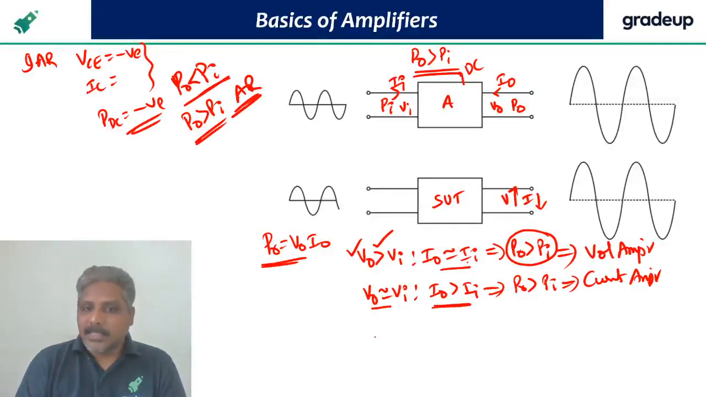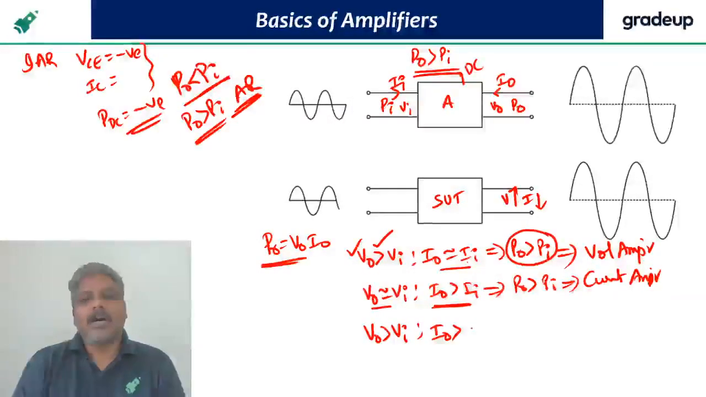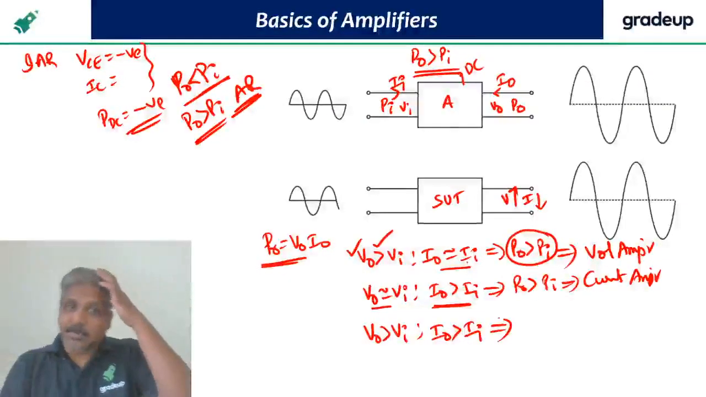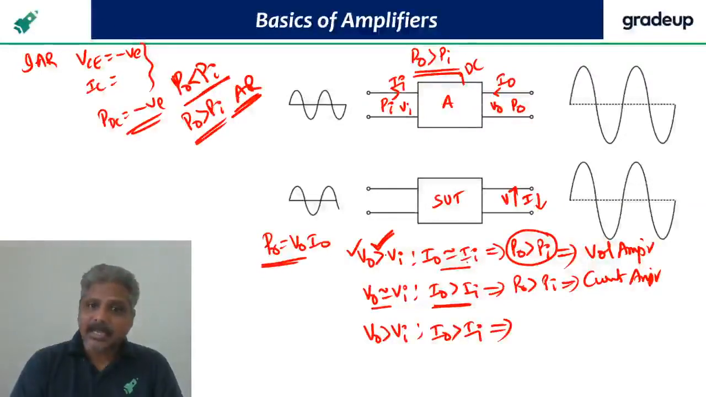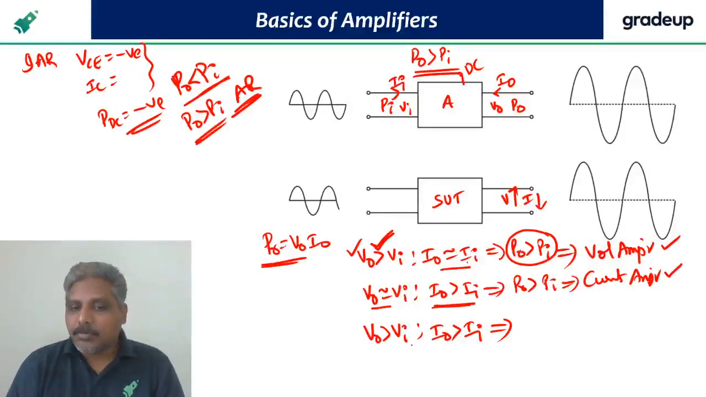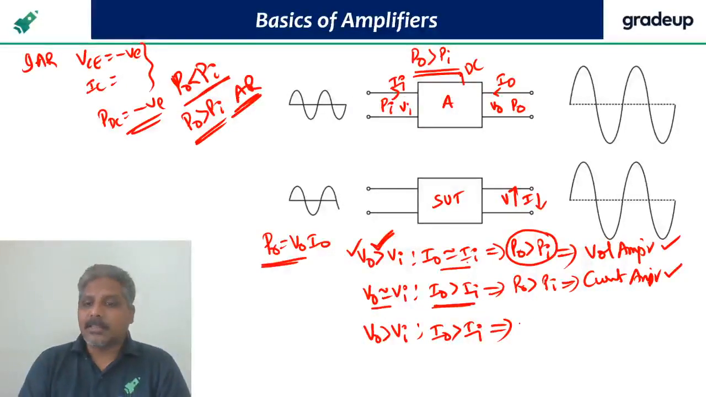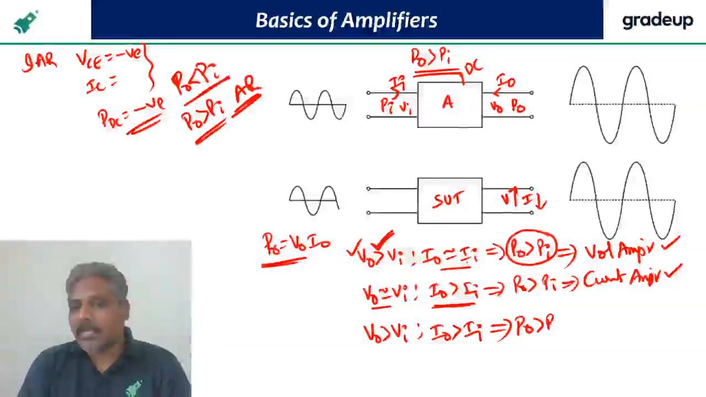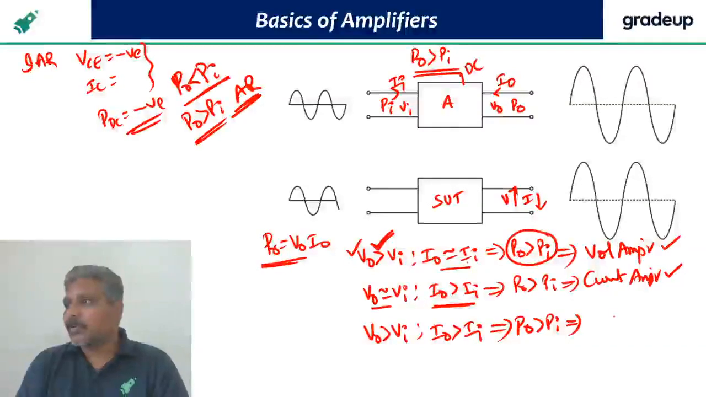Got it? There is another way. Output voltage is higher than input voltage, and output current is also higher than input current. What can this amplifier be called? Come on guys. If output voltage is higher than input voltage, we call it a voltage amplifier. If output current is higher than input current, we call it a current amplifier. If output voltage is higher and output current is also higher, then output power is higher than input power. What amplifier do we call it?